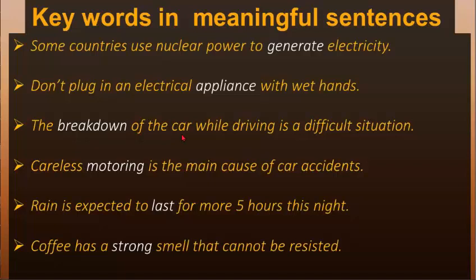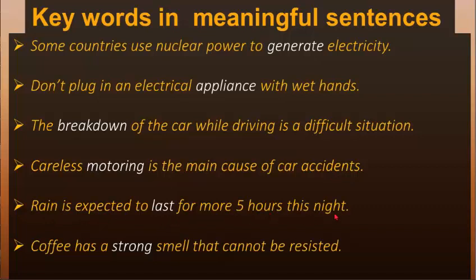The breakdown of the car while driving is a difficult situation. Of course, if you are driving and you have a breakdown of the car, it's a very difficult situation. Careless motoring. Careless is the opposite of careful. Careless is bad. Careful is good. Careless motoring is the main cause of car accidents. Rain is expected to last for more than 5 hours this night.